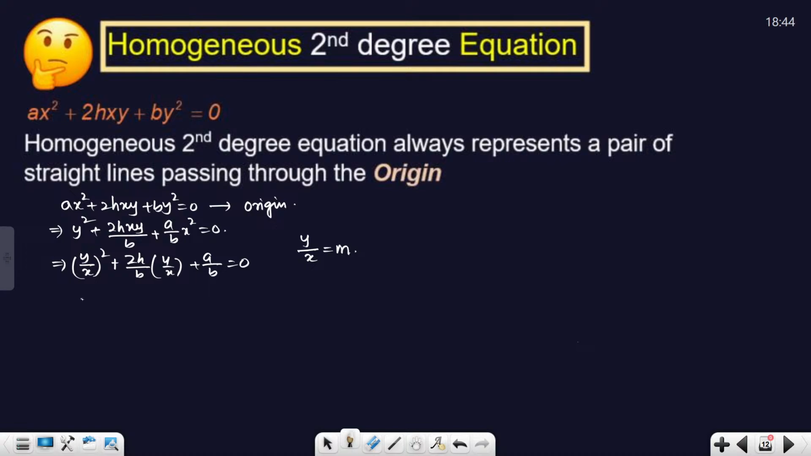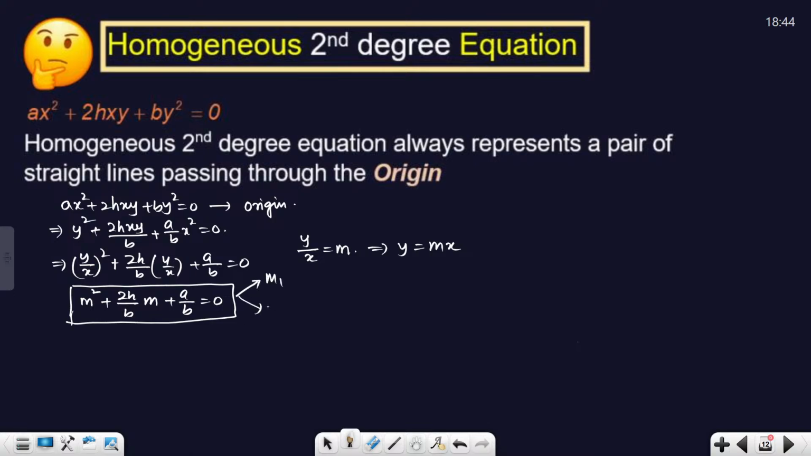So this equation is converted to m square plus 2h over b m plus a by b equals to 0. Now, y over x equals to m implies what? y equals to mx. Now, since it is a quadratic equation in m, definitely you are going to have two values of m. Let us say they are m1 and m2.